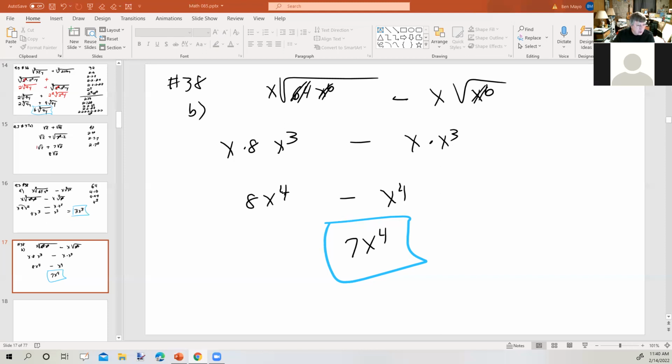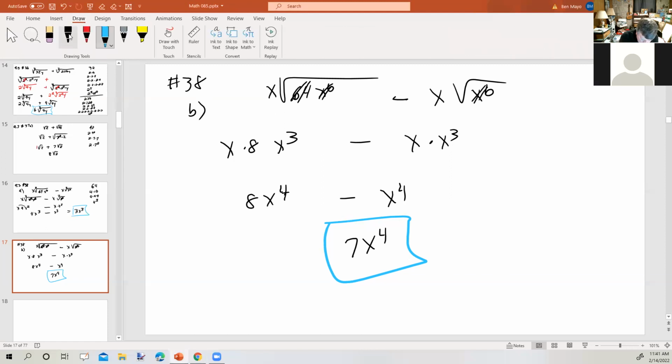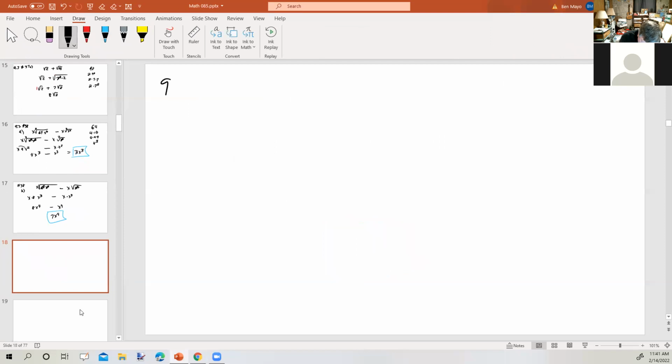These are all also from section 9.3. So this is still from 9.3. This is number 16. It says, simplify the expression. The variable represents a positive real number.